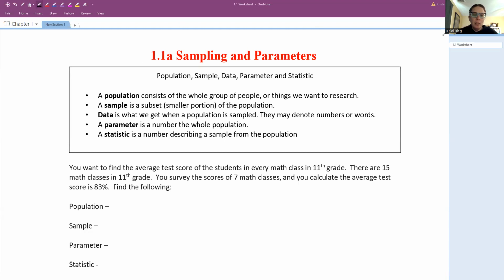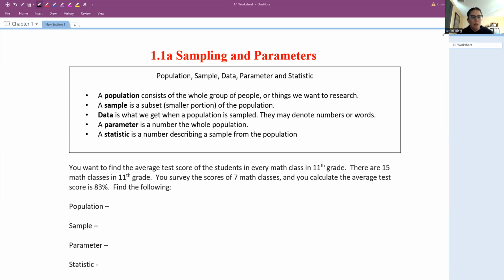A sample is a subset or smaller portion of the population. And the sample is the people that we're actually going to interview or get input from, or they're going to take the poll. The sample is much smaller, and that's who we're talking to. Data is what we get when the population is sampled. Data is going to come up a lot more in chapter 2, but you might just hear data mentioned.